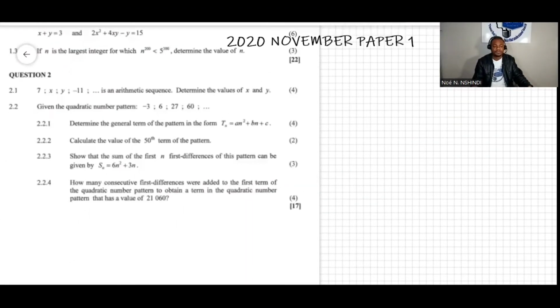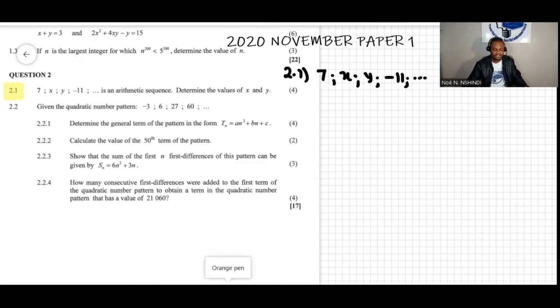Well, we have another question here that says 7x, y, negative 11 is an arithmetic sequence. Determine the value of x and y. Okay, that's question 2.1. I write the question over here, 2.1. So we have 7x, y, and negative 11, etc.